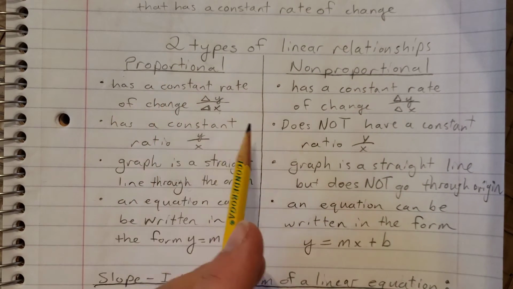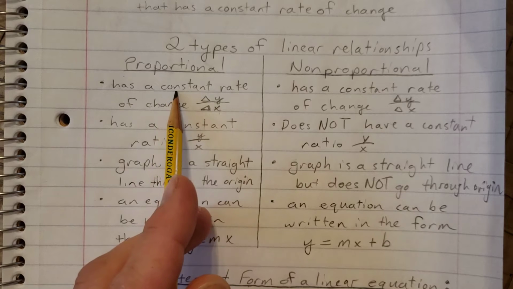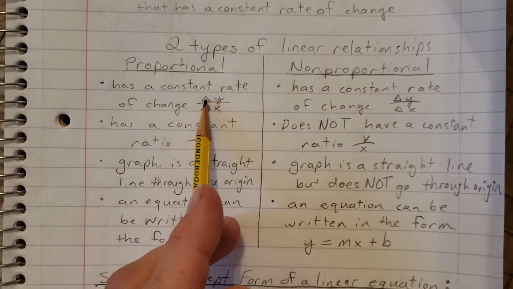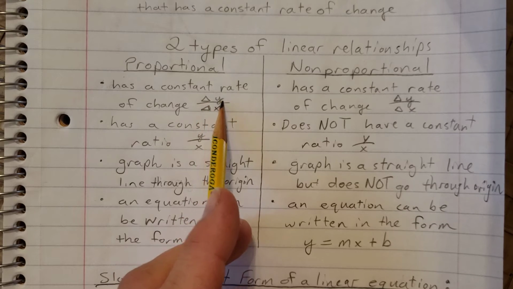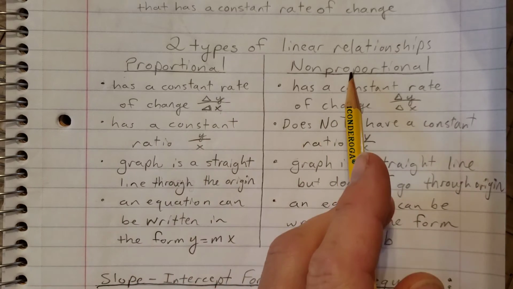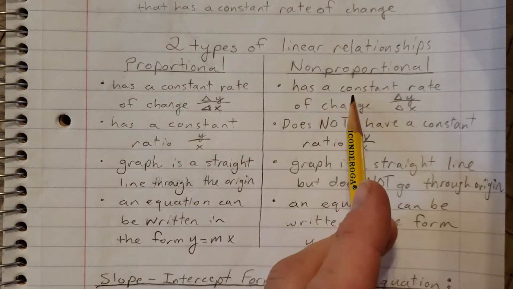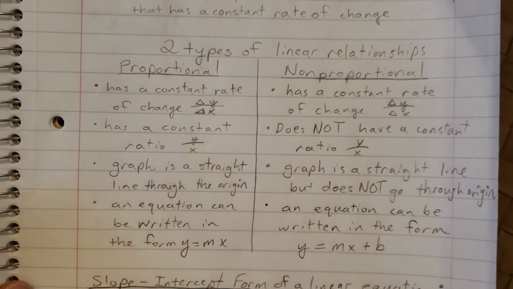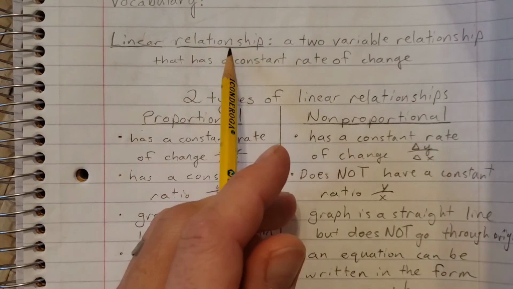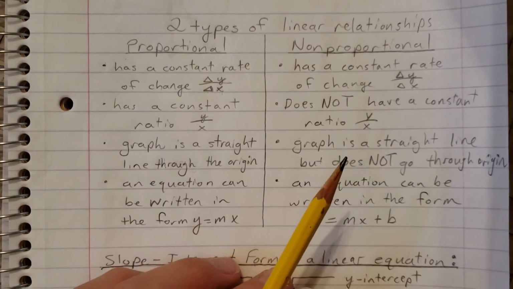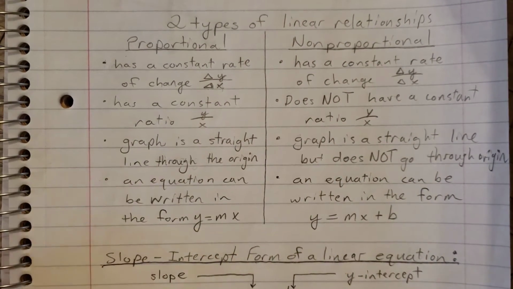Okay, proportional relationships have a constant rate of change. We find that by finding the change in the y, or the rise, and the change in the x, or the run. Well, that's the same. They're the same in that they both have constant rates of change. Why is that? Well, they're both linear relationships, and all linear relationships have a constant rate of change. That's what makes them straight lines on the graph.